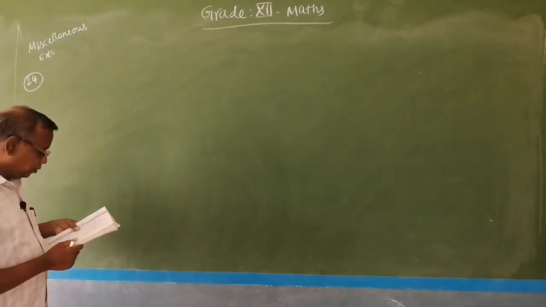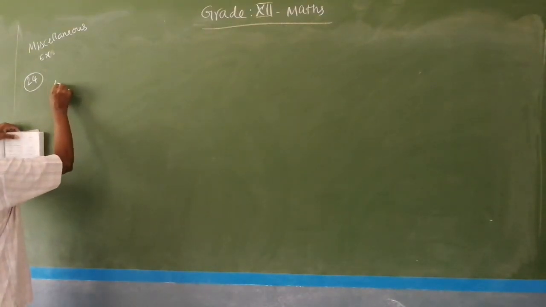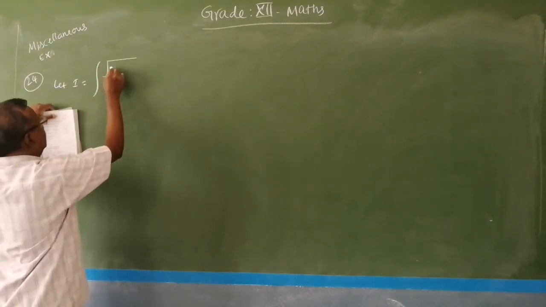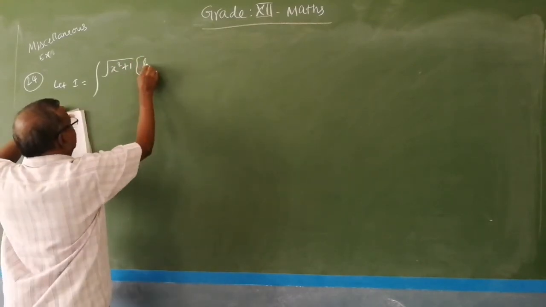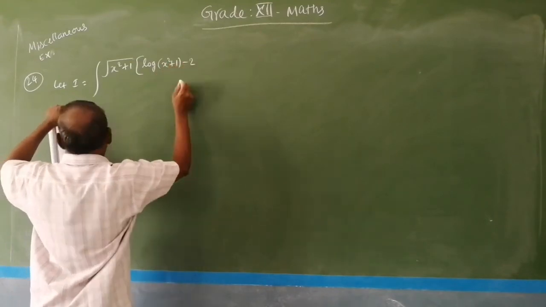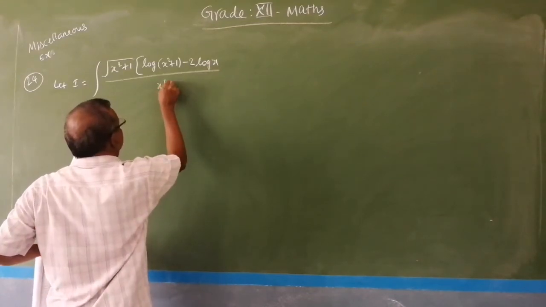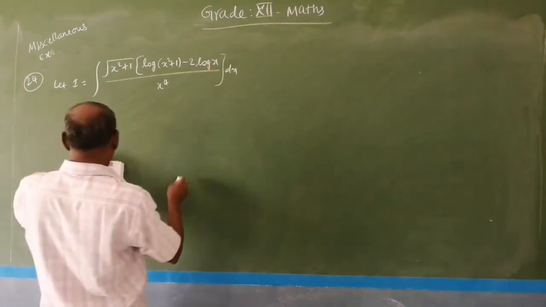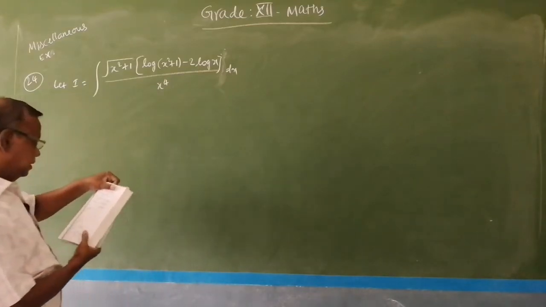Next, question number 24. Let I equal to integral of root of x square plus 1 into log of x square plus 1 minus 2 log x, divided by x power 4, into dx.